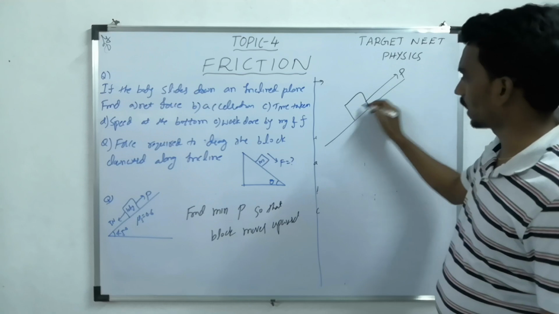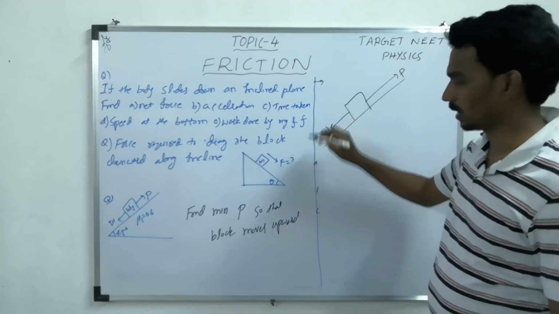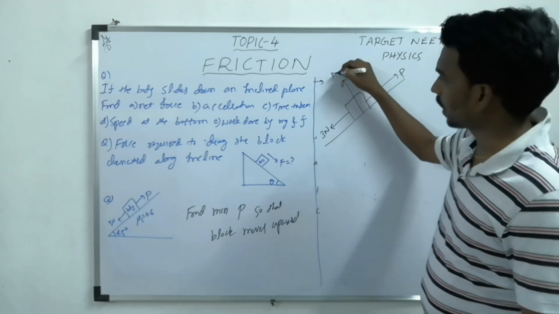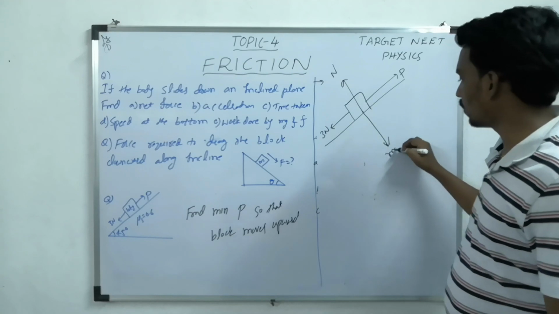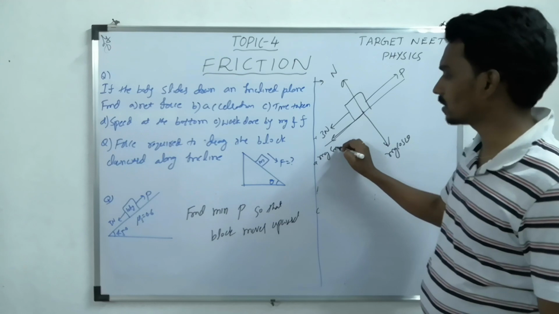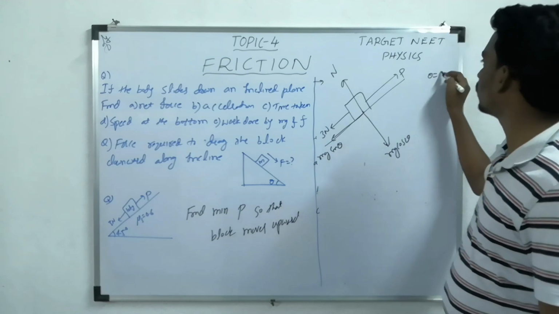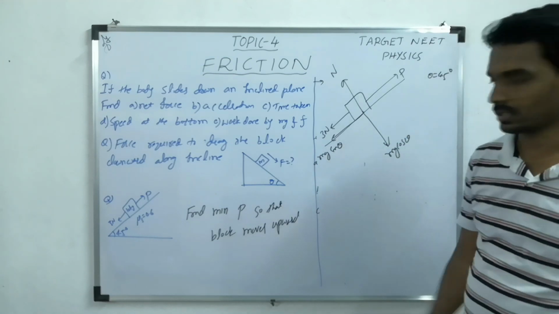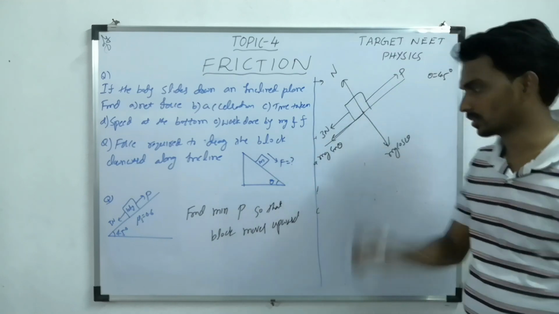One force P is acting, and one force of 3 newton is acting. There must be one normal reaction. There is one component mg cos theta, and another component mg sin theta. How much is theta given as? Theta is 45 degrees.